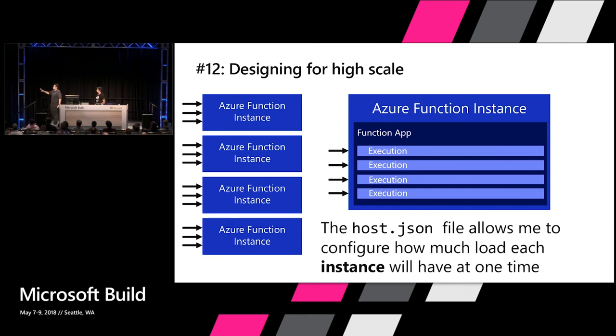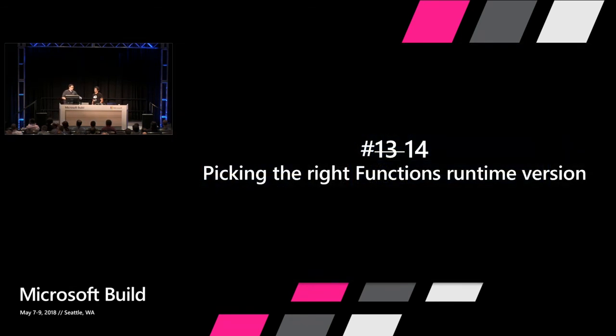So this host.json file can be super useful for you to help us understand how many events should we push to a single instance at one time so that we're not putting too many people in the boat. Okay, so that's the tip. Hopefully that's helpful. And with that, Eduardo, take us home.